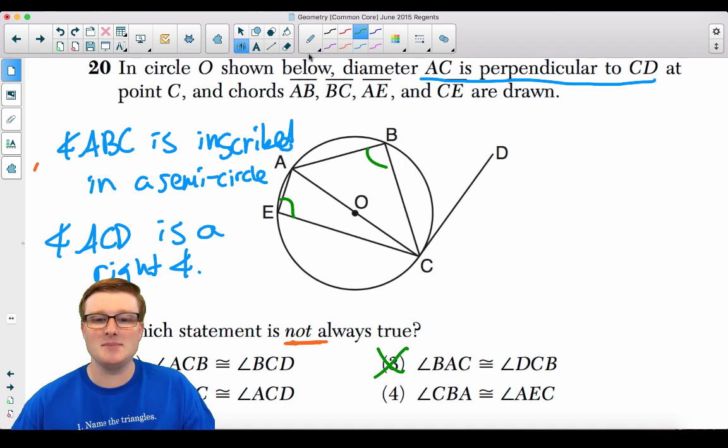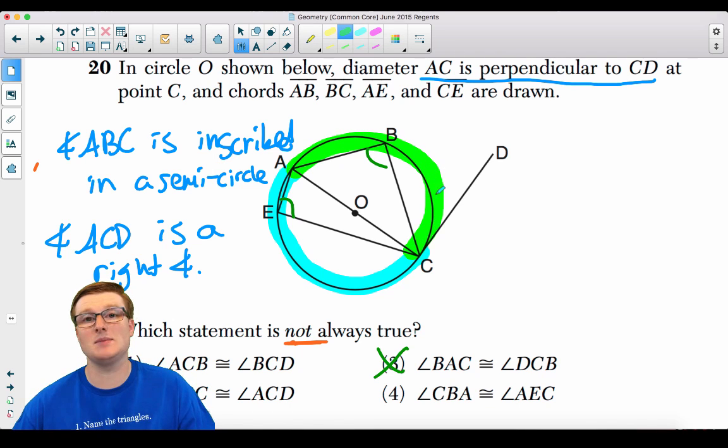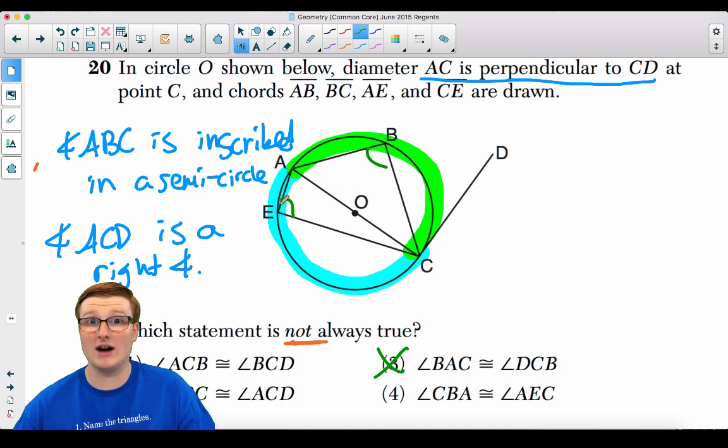Yes, it is, because the measure of angle CBA intercepts a semicircle. The measure of angle AEC intercepts a semicircle as well. So therefore, these two angles are in fact right angles.